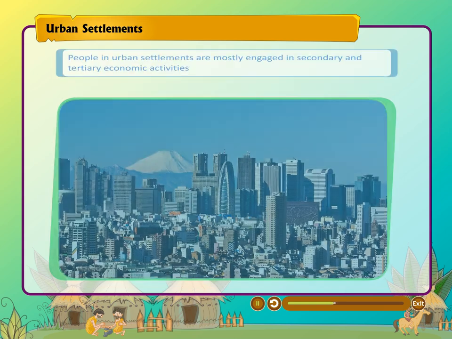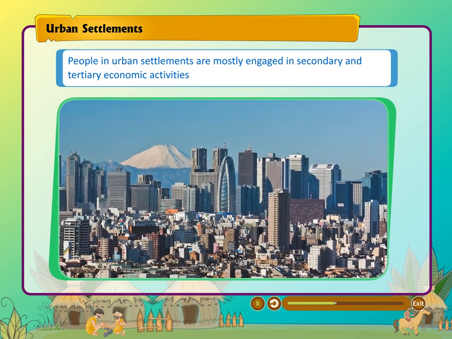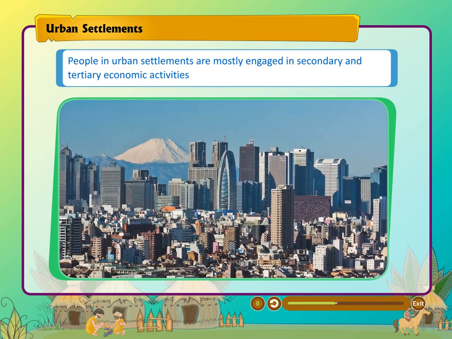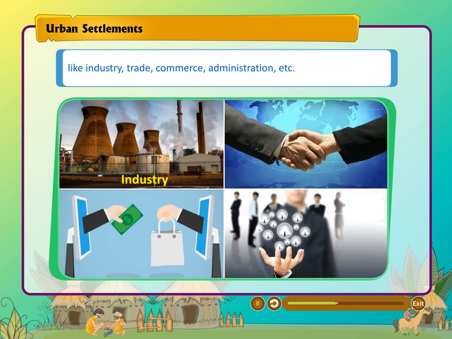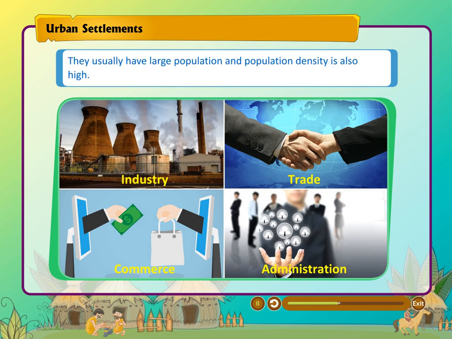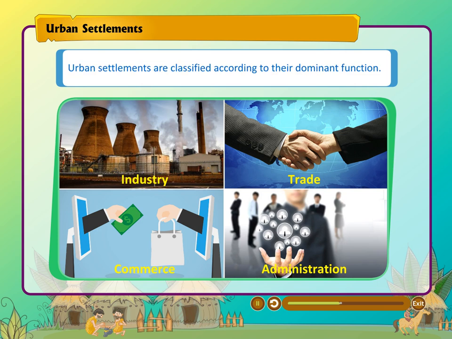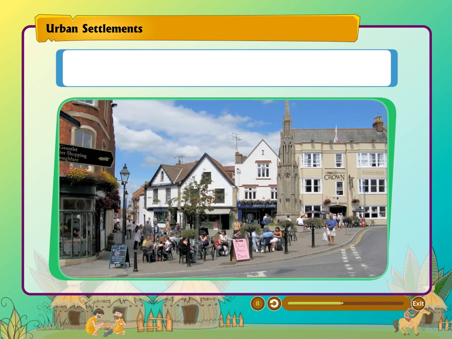Urban settlements. People in urban settlements are mostly engaged in secondary and tertiary economic activities like industry, trade, commerce, administration, etc. They usually have a large population and population density is also high. Urban settlements are classified according to their dominant function.